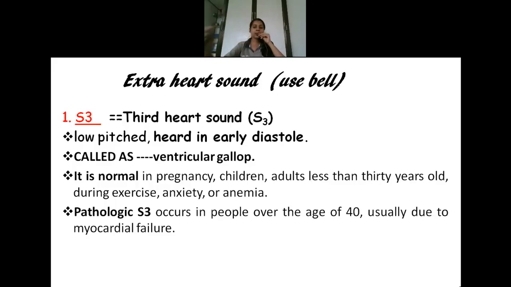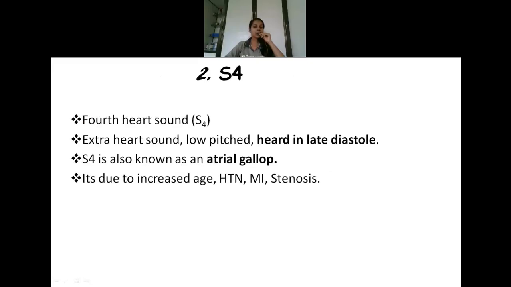So remember, S3 is also called a ventricular gallop. It is a low pitched sound heard in early diastole, and moreover it is pathologic in nature and commonly associated with myocardial ischemia. The next abnormal heart sound is S4. The third heart sound was S3, and this is the fourth heart sound, an abnormal heart sound.